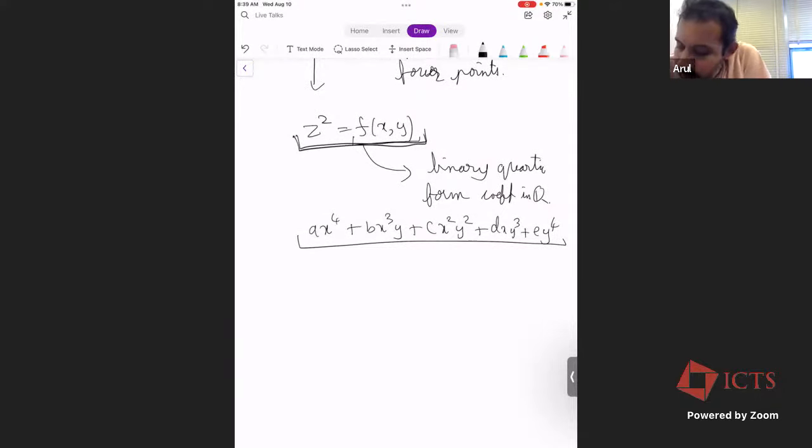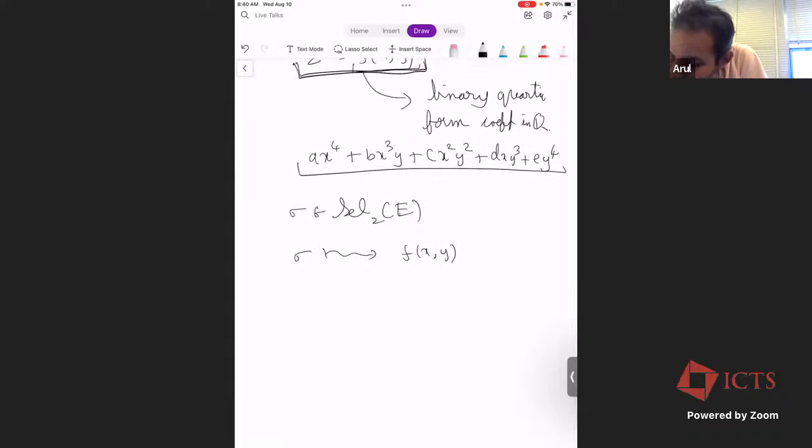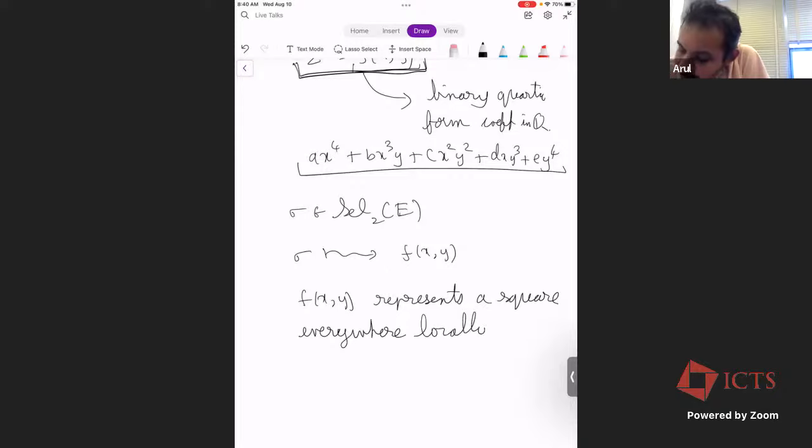So in fact, before I move on to n equal to 3, let me just say, if we have sigma in the 2-Selmer group of an elliptic curve, then you can take sigma and produce a binary quartic form with coefficients in Q, such that f(x, y) represents a square everywhere locally. And when that happens, we say f(x, y) is locally soluble.